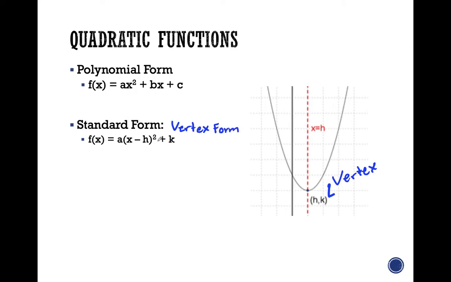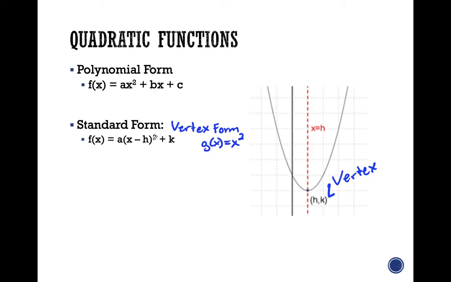But really, when I look at this function, it's based off of our parent function. I'm going to call our parent function g of x equals x squared. So when I compare the vertex form of a parabola to the parent function, we're just seeing all of the transformations and shifts that are being applied. I have a shift up k units. I have a shift to the right h units. I have a vertical stretch or shrink depending on what the value of a is. So it's just transforming our parent function.